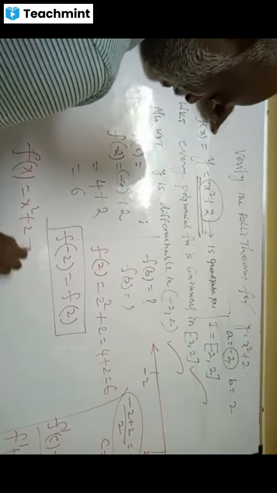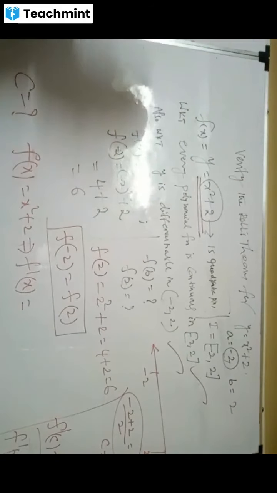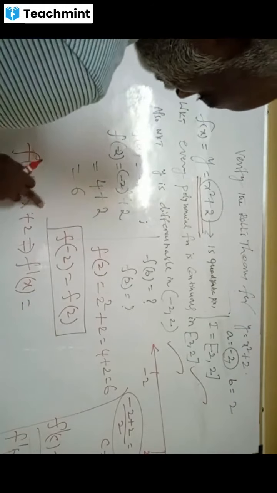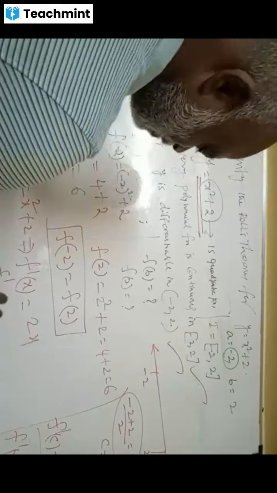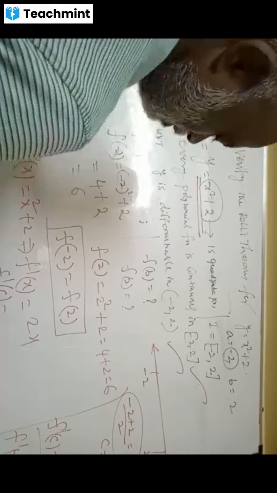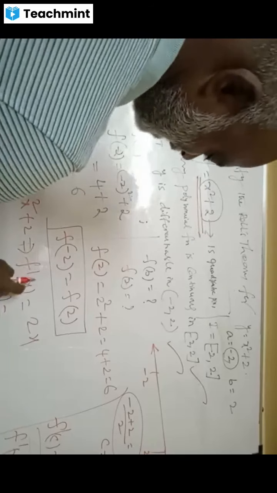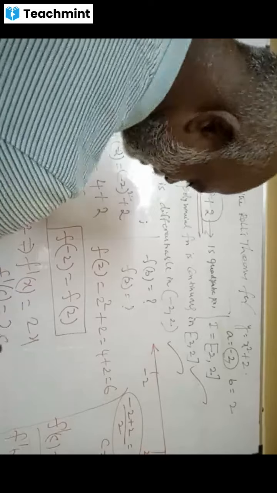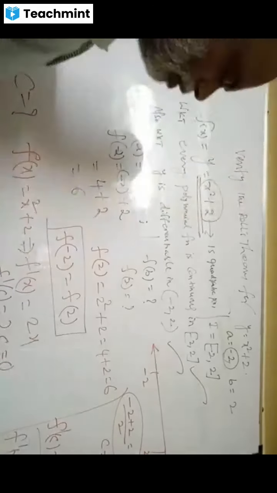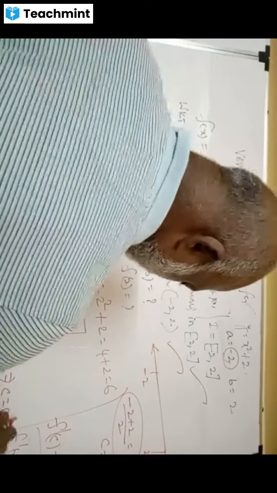Which implies f dash x equal to what? Can you tell? Anybody open your mouth and tell, please? 2x, sir. Wonderful. f dash c equal to what, please? f dash x is 2x, f dash c is 2c. That is equal to 0, given f dash c equal to 0. 2c is equal to 0, which implies c equal to 0.